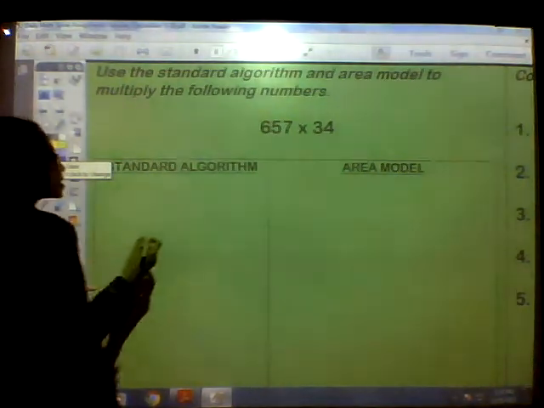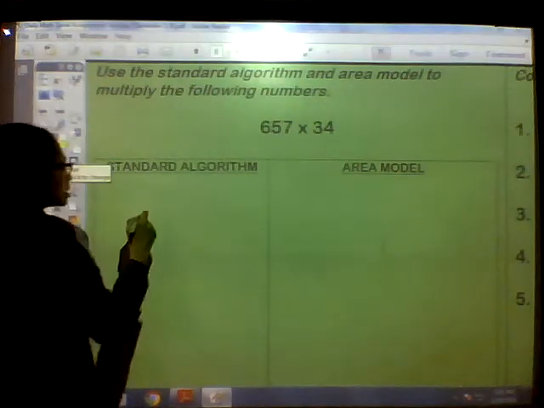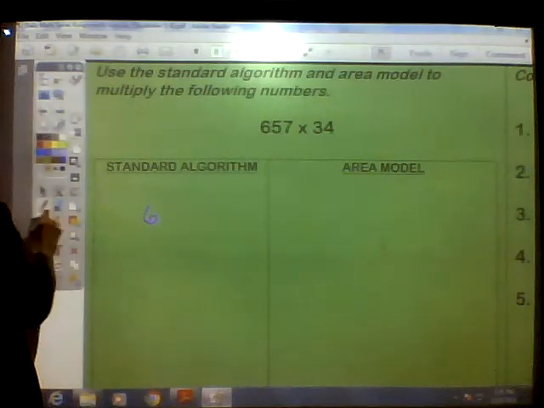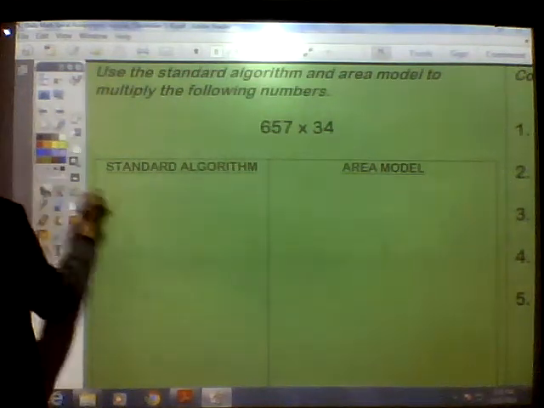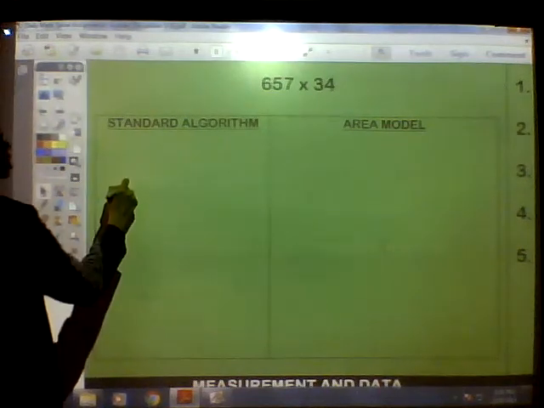Standard algorithm, that means I just need to write it out. No, I need a pen. Actually, you know what? Let me erase that because I feel like we're going to need more space. So let's move it up right there. Bam, I think that's good.